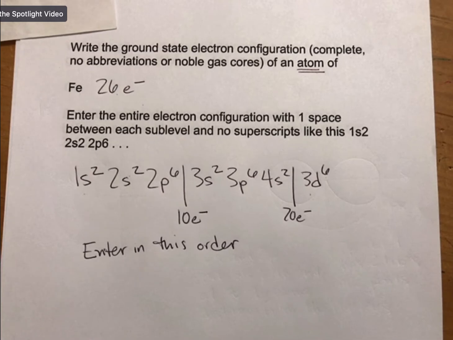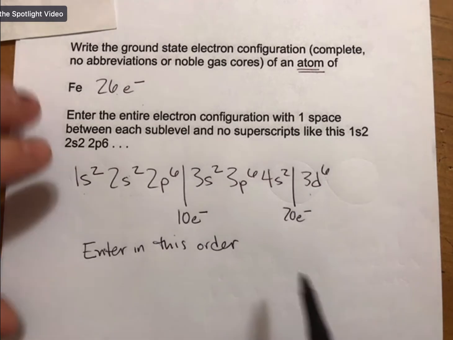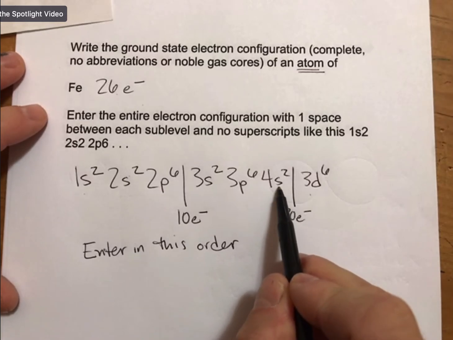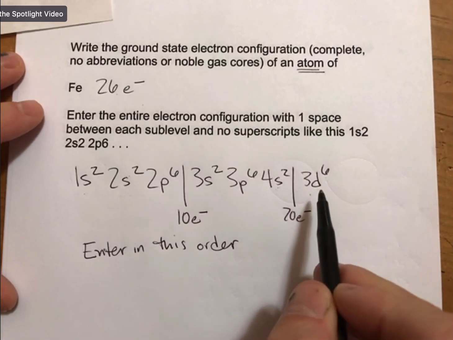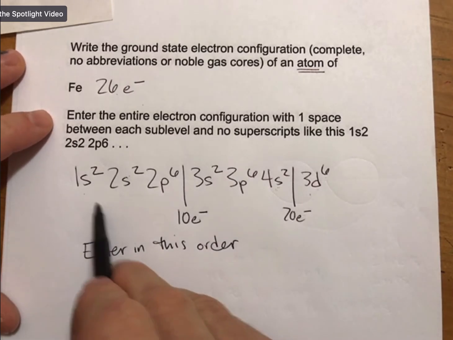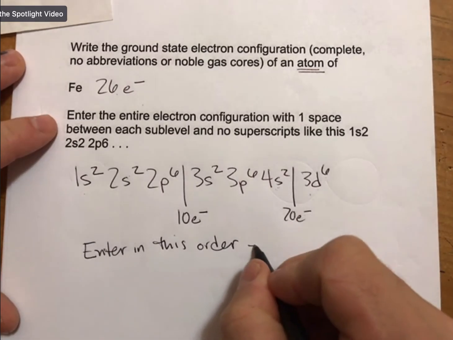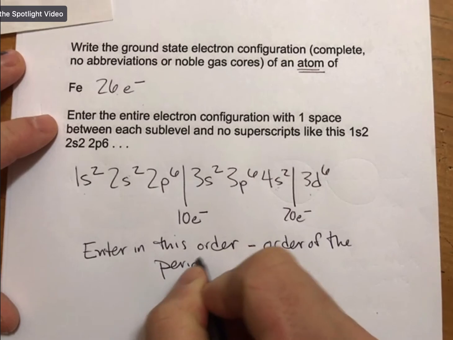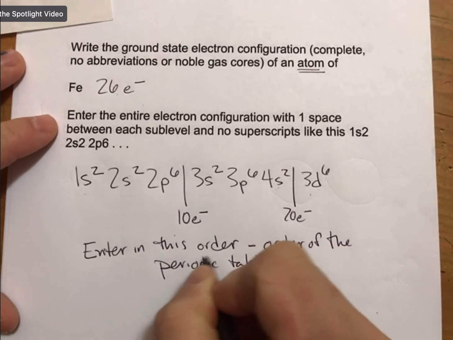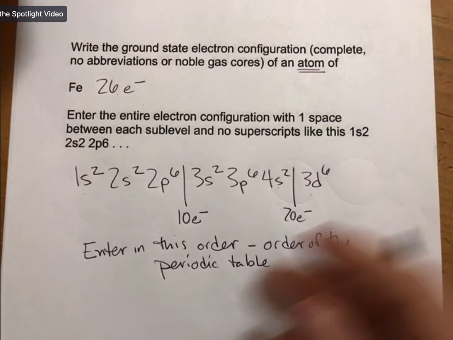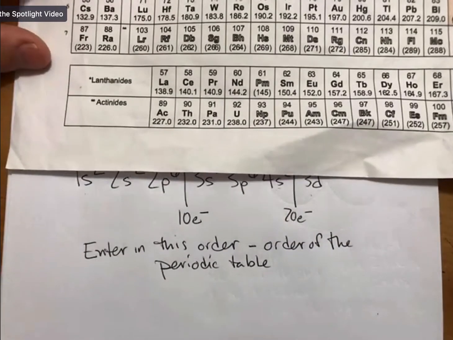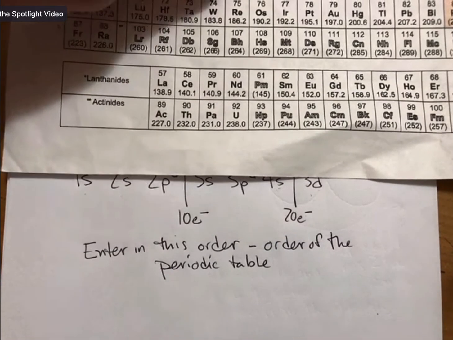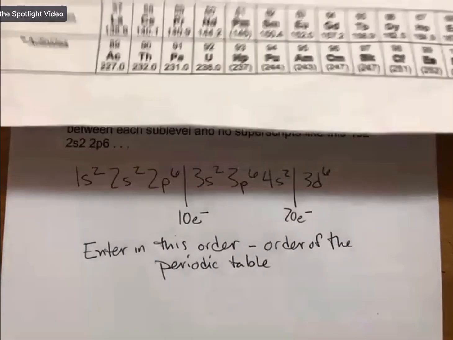3p6, 4s2. Okay, so now we're going to talk a lot about the 4s and the 3d and which is lower and which is higher in energy. But I'm going to ask you to enter in this order, which is the order of the periodic table. Meaning that on the periodic table, 4s comes before 3d as we go from low to high number of elements. Okay.